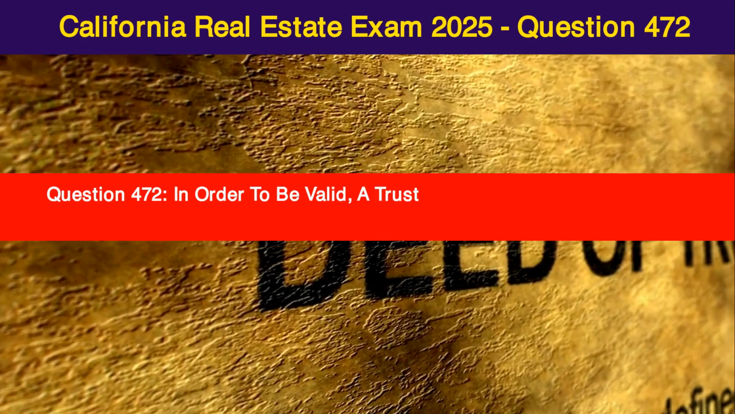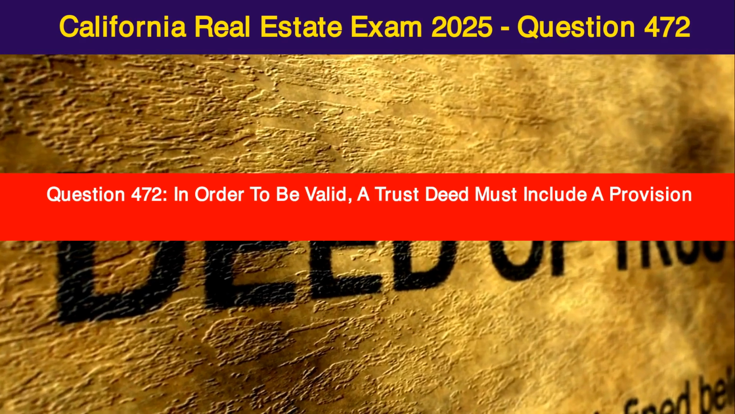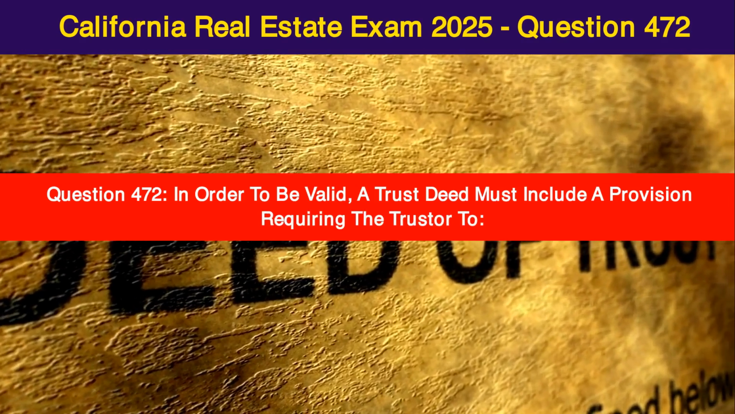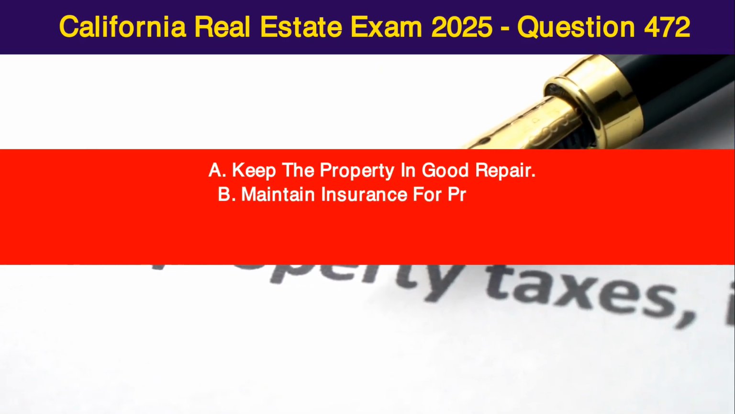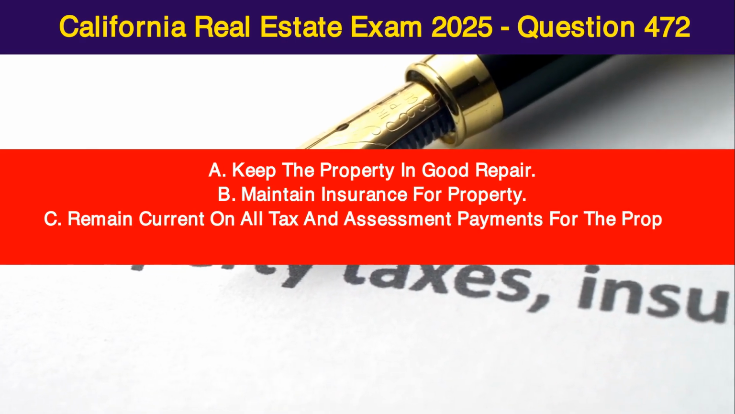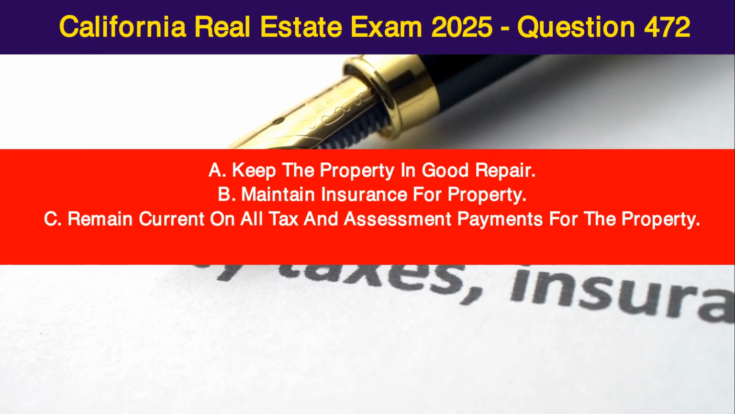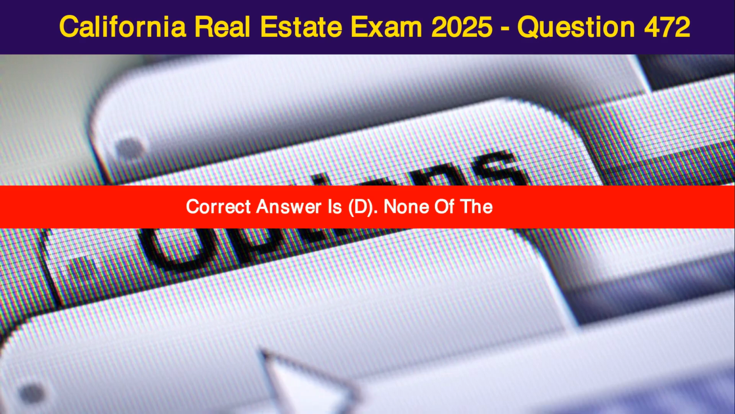Question 472. In order to be valid, a trust deed must include a provision requiring the trustor to: A. Keep the property in good repair, B. Maintain insurance for property, C. Remain current on all tax and assessment payments for the property, D. None of the above. Correct answer is D.